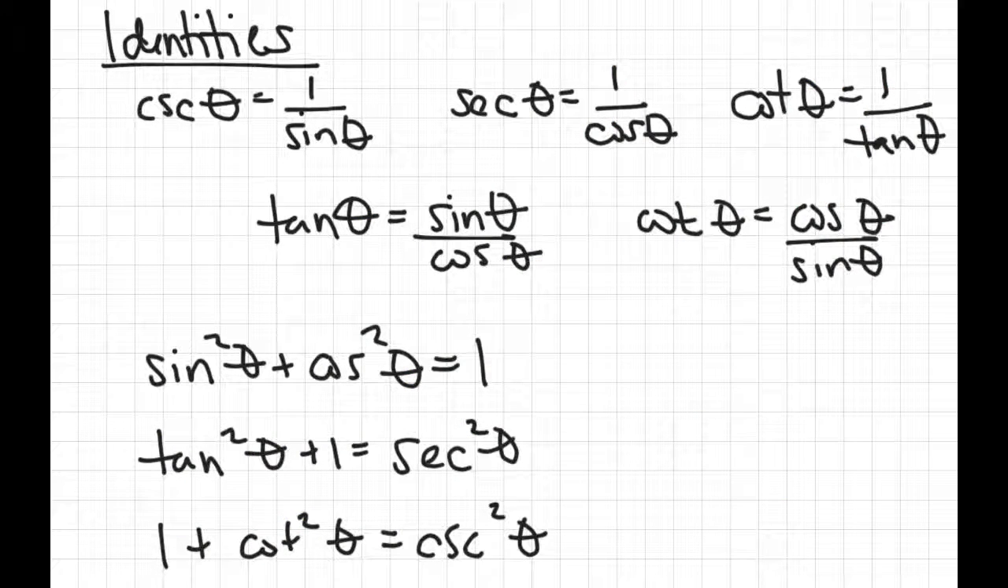In section 5.2, we also introduced these reciprocal identities and the Pythagorean identities. And we're going to review them one more time because they're worth it. So cosecant's the reciprocal of sine, secant's the reciprocal of cosine, cotangent's the reciprocal of tangent. Those you already know. Tangent we defined as sine over cosine, so cotangent must be cosine over sine. The Pythagorean identities were sine squared theta plus cosine squared theta equals 1, tangent squared theta plus 1 is equal to secant squared theta, and 1 plus cotangent squared theta is equal to cosecant squared theta.